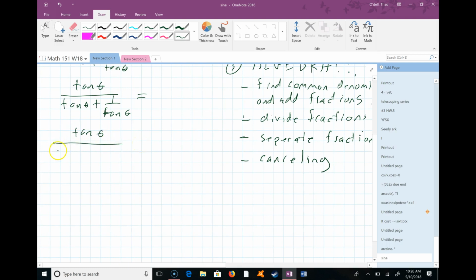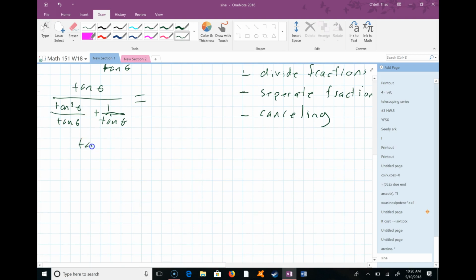And then on the bottom here, I'm going to change this to tangent squared theta over tangent theta. Why did I do that? Because I want a common denominator down here. So I'm going to add those two bottom pieces together. So I need a common denominator. So then when I do that, I get tangent of theta on top and tangent squared theta plus 1 over tangent theta.